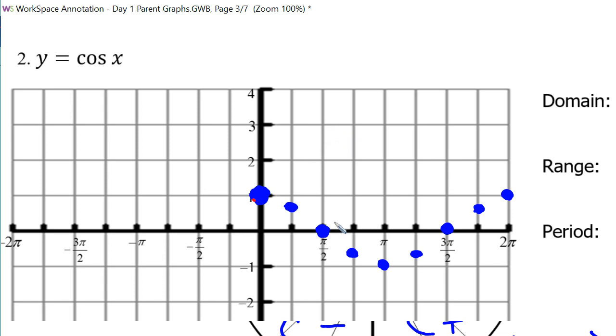And put an arrow to the right showing again we keep going. And we're going to complete one more cycle over here on the negative x-axis. But the period length, it took 2 pi to make one complete cycle. So from 0 to 2 pi, it made one complete cycle. We started at 1, and at 2 pi, we ended at 1. So it took 2 pi units to complete one full cycle.